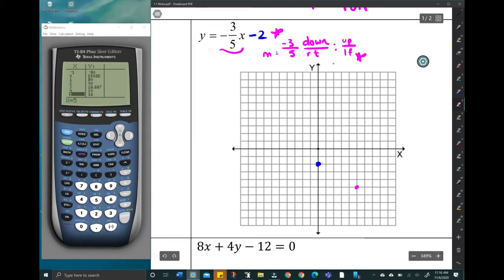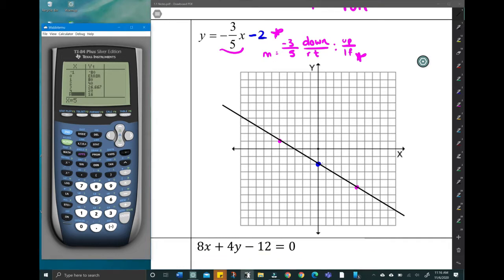Again, you could also have gone up 3, 1, 2, 3, and over 5, 1, 2, 3, 4, 5 to the left. Key thing, always make sure your slopes, in this case, for negative, they should always be going down from left to right. I do want to show you on the graphing calculator also a way that you can check your work for some of these problems.